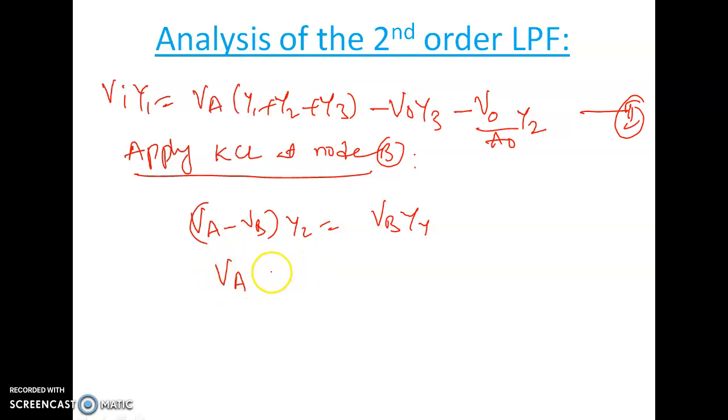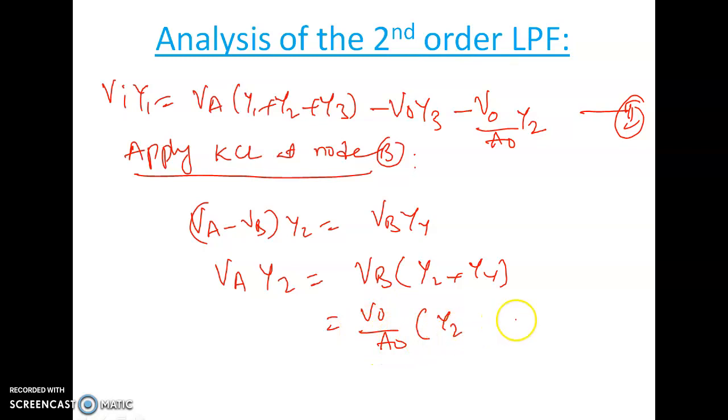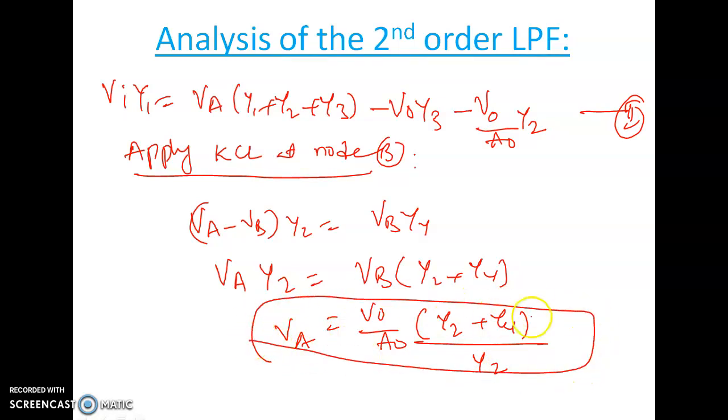So here if you send Vb to the right hand side, you will be getting what? Va into Y2 equals, if you take Vb common, (Y2 plus Y4). But in place of Vb, we can also write what? (V0 by A0) into (Y2 plus Y4) whole divided by Y2, which is Va. That's all. This is equation number 3. Now you need to substitute equation 3 in equation 2.